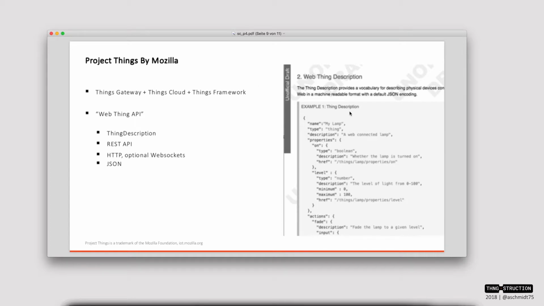On the right side, you can see a draft of a standard describing the WebThing API, and in this case, the WebThing description. And essentially, it's very close to the thing description with the distinction that it is formulated in JSON only and not JSON-LD, just to make things simpler. And it's made to be served over a REST API, that's HTTP, optionally WebSockets. So that is a very clear and concise way to implement a web thing on a small device.